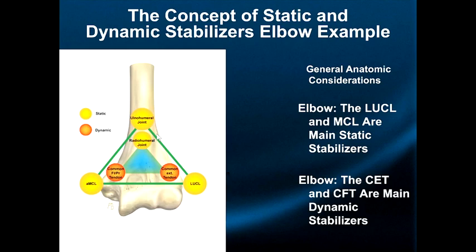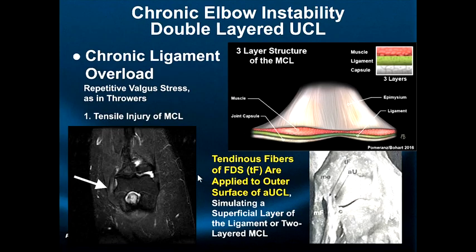Probably nowhere is it more straightforward than in the elbow. The elbow is supported by the skeleton and by the various grooves that fit together, and it's supported by dynamic structures like the common extensor and flexor, and by the static capsule and ligaments. These include the three bundles of the MCL, anterior, transverse, and posterior, and the two bundles of the LCL, the proper lateral collateral ligament, and the LUCL, the lateral ulnar collateral ligament.